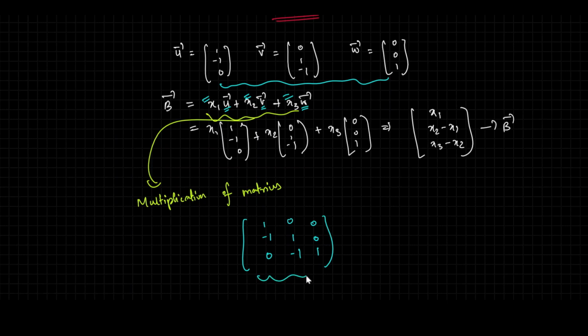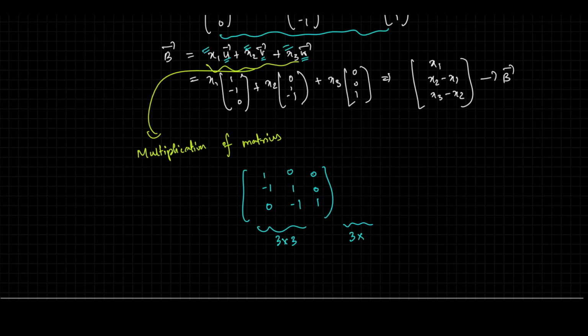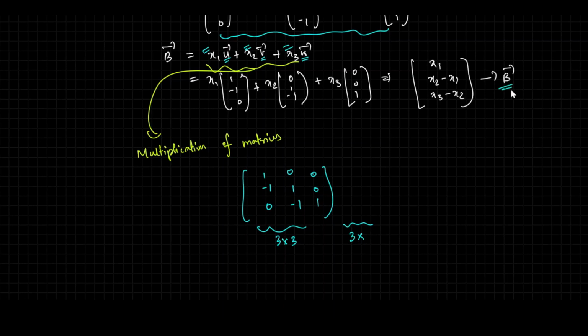And now this is a 3 by 3 matrix, and for this to be multiplied, you need to have some other matrix which has 3 in the row position. And now the resulting vector is a b vector which has only one column, so this can be 1. And this should be x1 x2 x3. I hope you guys got my point.